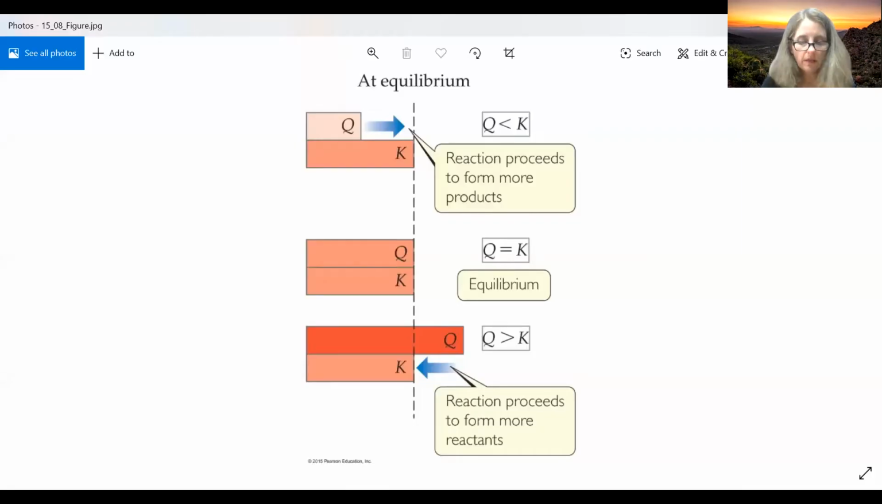So this is found on page 647 in your book, and I think it's a nice figure for you to understand the relationship of Q and K. I think the easiest one to understand is this top one. Q is less than K, so it needs to make up and get to that point of K, so the reaction proceeds to form more product. If Q is equal to K, then of course you're right at equilibrium, right where you're supposed to be. And if somehow you're above the amount that you need to have, so Q is greater than K, the reaction is going to proceed to form more reactants. Because again, it's always products over reactants, so that's how you differentiate it.